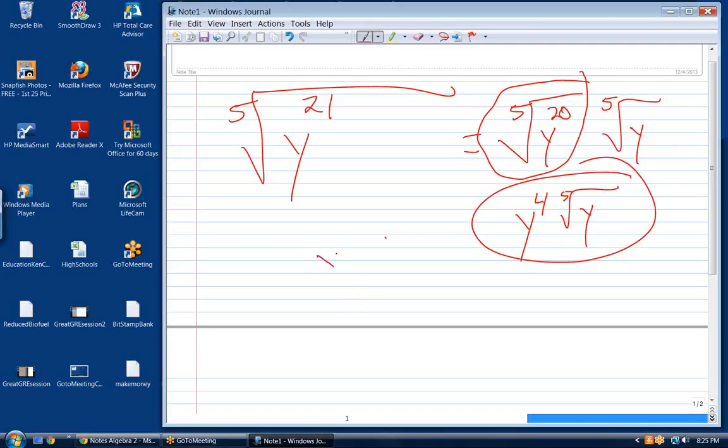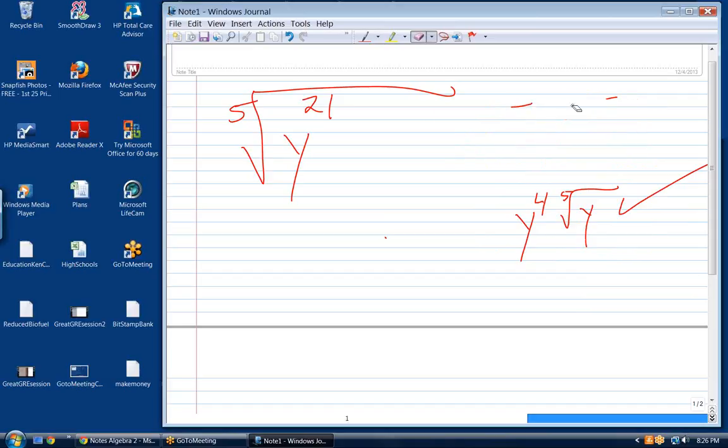Okay. I guess you could say y to the 21 over 5. That's also the answer. Just kind of depends on how your teacher wants these simplified. Usually this is how they want the answers, because they give you the problem like this, using a radical sign, so they want the answer using the radical sign.